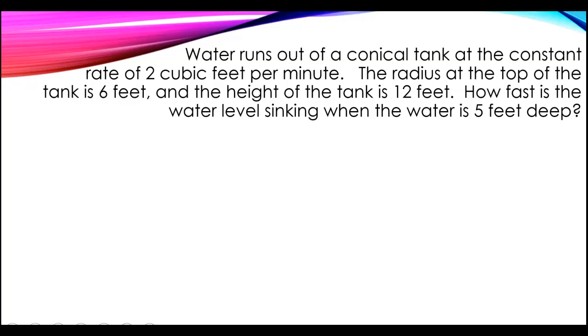Water runs out of a conical tank at a constant rate of 2 cubic feet per minute. So I see 2, I have cubic feet per minute, and that it's running out. So that's dv dt equals negative 2 feet cubed per minute. So I'm given the rate of change of volume.